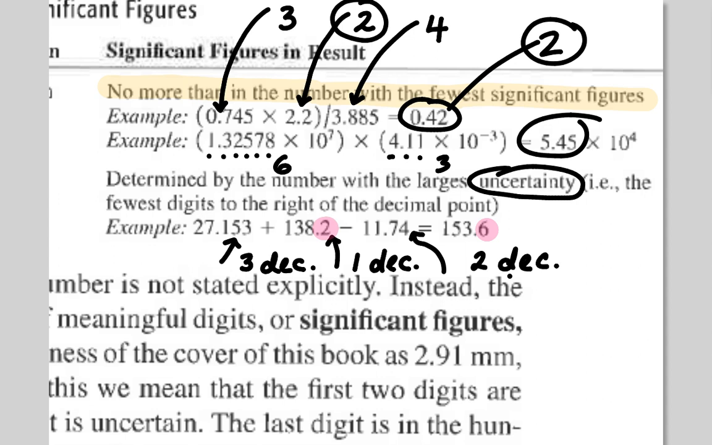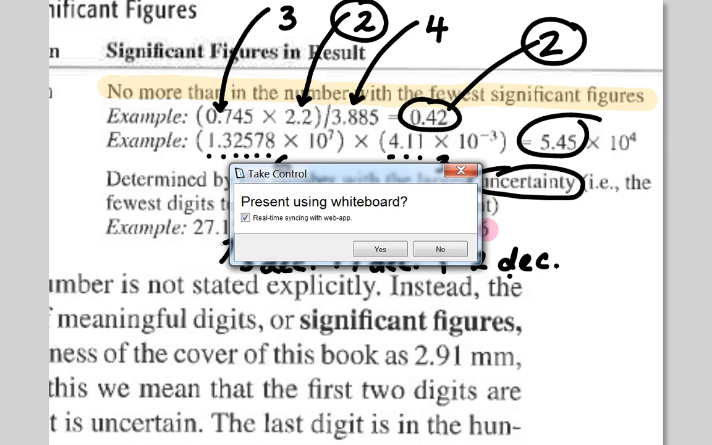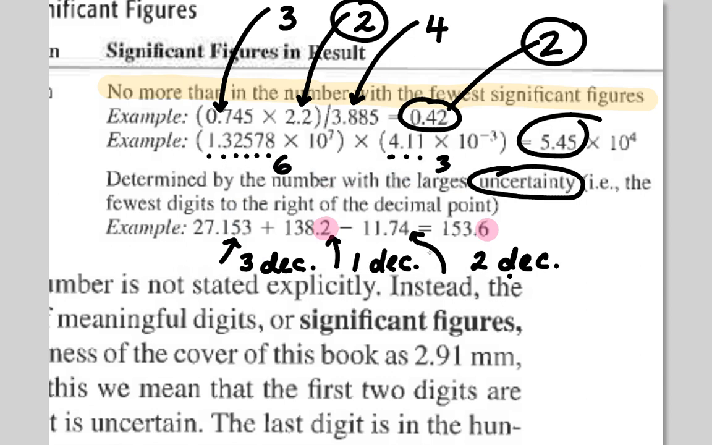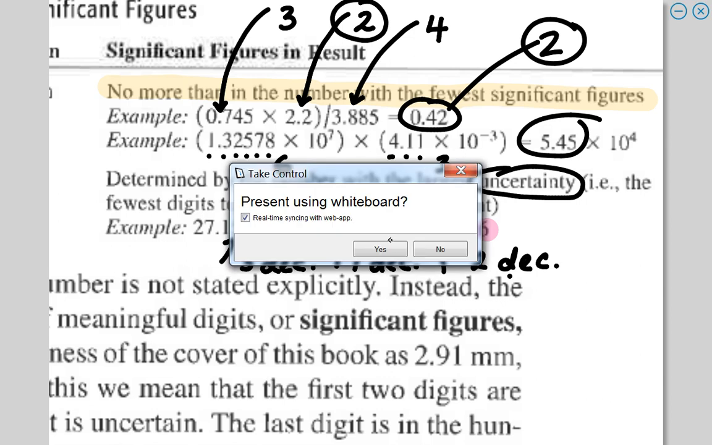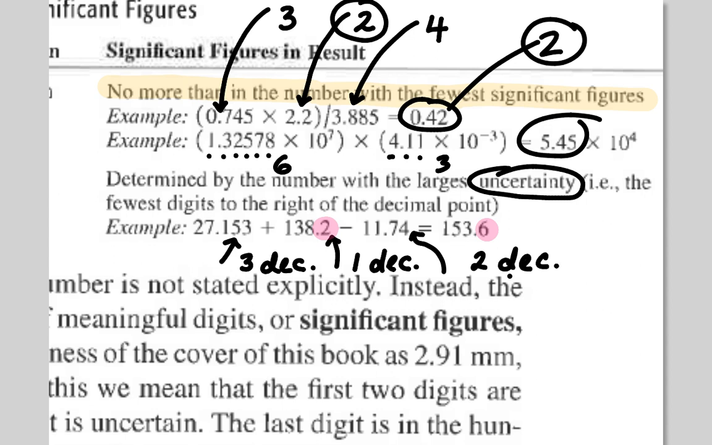So like that, 27.153, it's very, very precise. 3 significant figures. The 1174, also quite precise. But this 138.2 is the least precise, and because you're using all 3 of them, your final answer cannot be more precise than any of these ones. So you have to go to the lowest possibility. Precision of 1 decimal place, you have to stay there.